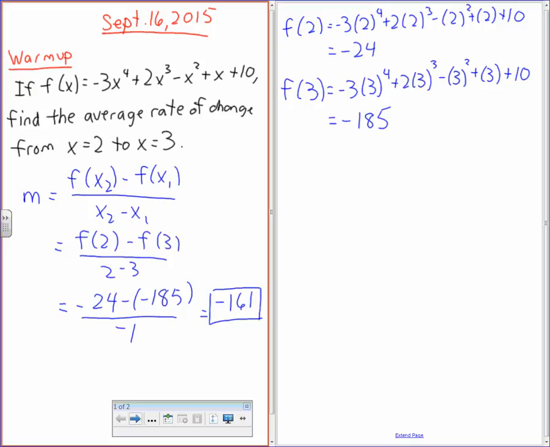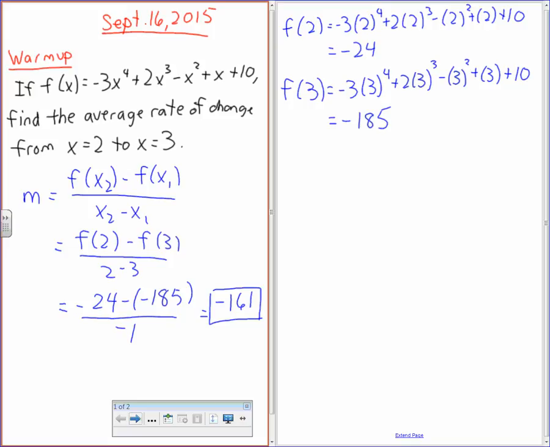Okay, negative 161. What does that mean in English here now? Please tell me what that means, because this is the important part. What does that actually mean? Boston, go. That's the average rate of change. Yeah, between down one. Right on. Okay, the average rate of change from 2 to 3, you're going to be dropping.